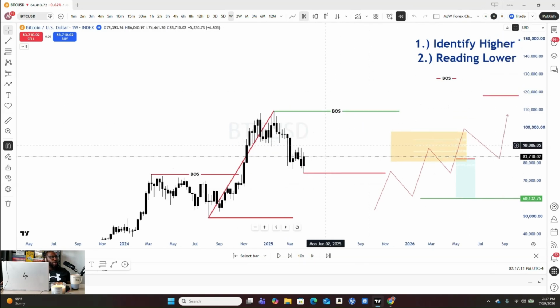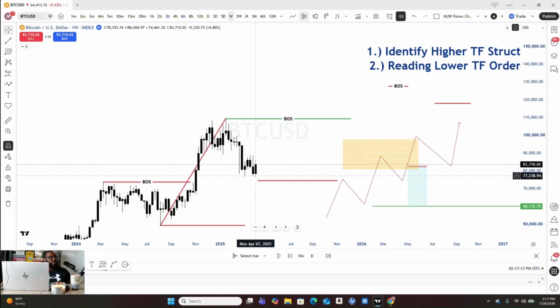But now we need to read the lower time frame order flow, because the lower time frame order flow is going to tell you when the retracement began and when the retracement is likely ending. And when you can understand that the retracement is coming to its end, then the impulsive move that's going to break the structure potentially is about to begin. And that is where you want to take your shot.